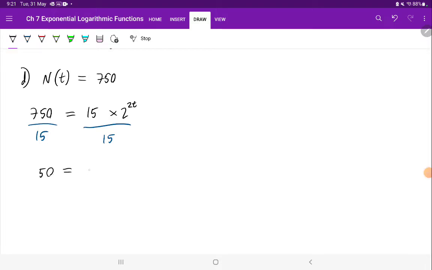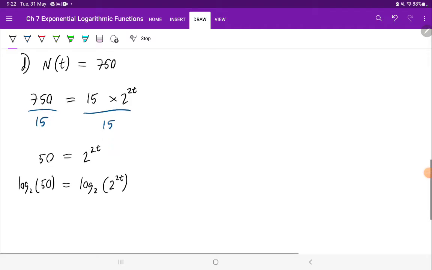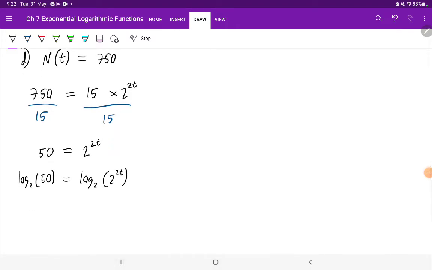And then we get 2t on the right-hand side. Take the log base 2 of both sides. That cancels the 2 on the right-hand side. Log base 2 of 50. 50 is not actually a power of 2. The closest power of 2 would be either 32 or 64. So it's going to be somewhere between those. But in this case, we're probably going to be using a calculator. So we get log 2 of 50 equals 2t.